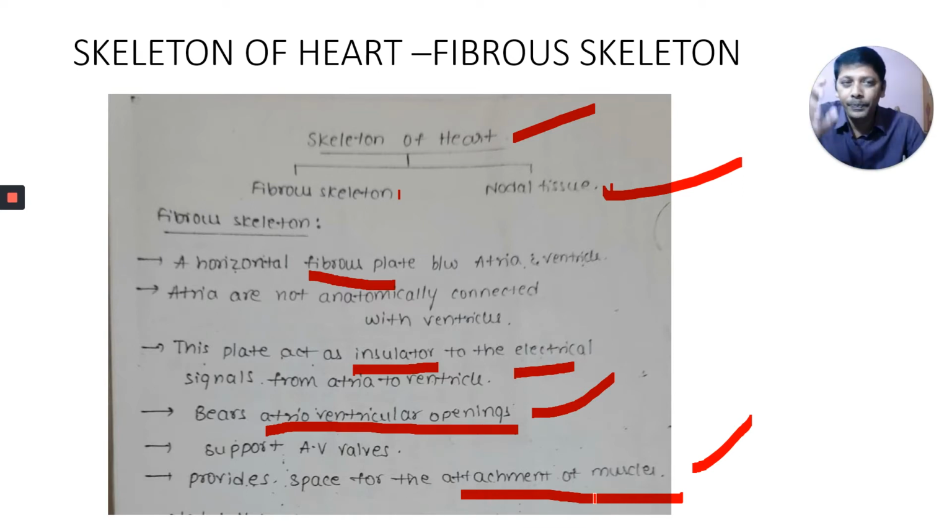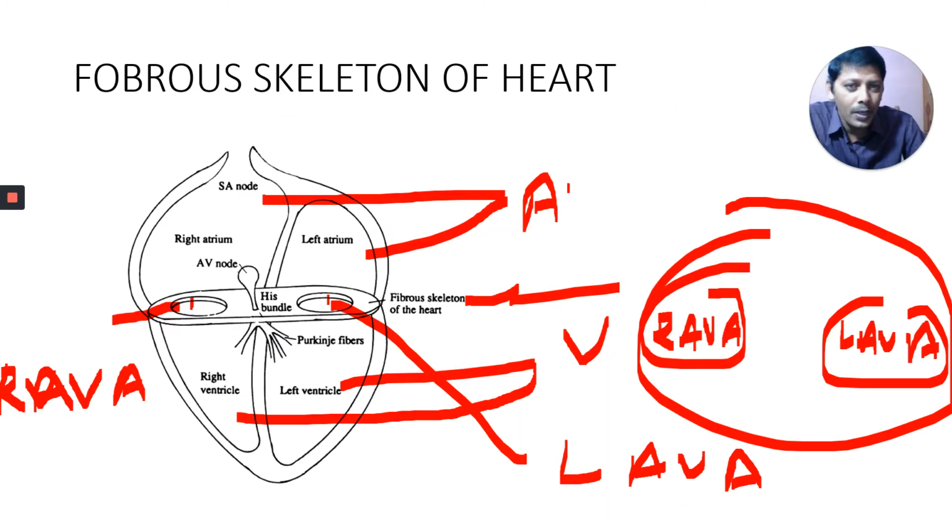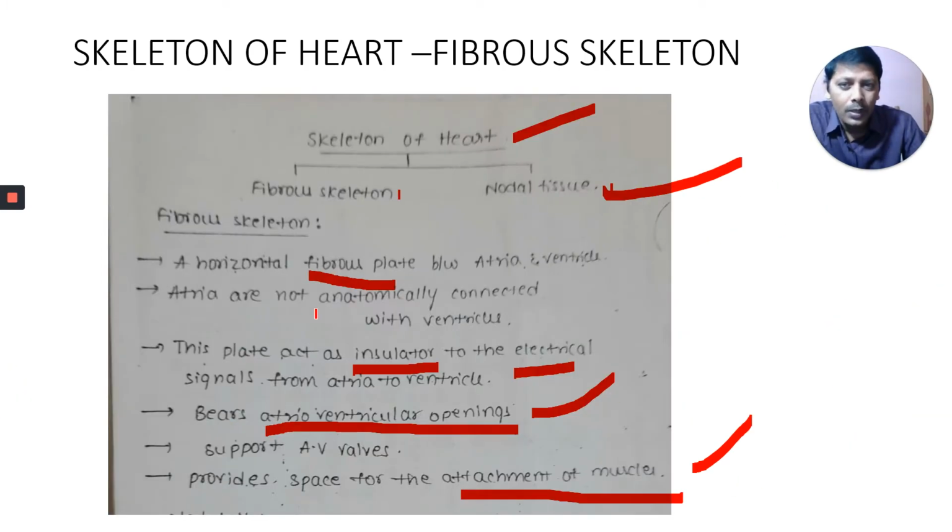I will take one minute to finish it quickly. It is a horizontal fibrous plate between atria and ventricles. The atria and ventricles are not anatomically connected. For example, this is the atria and this is the ventricle. They are not anatomically connected, they are separated by a plate-like structure.